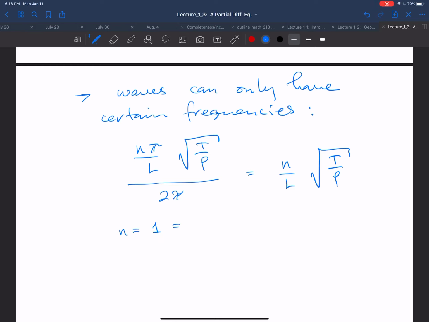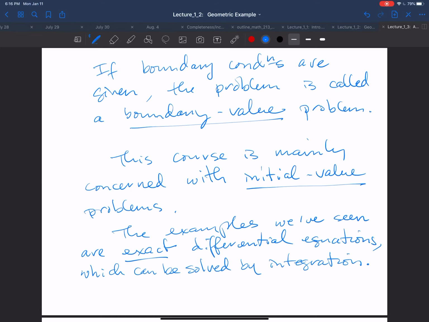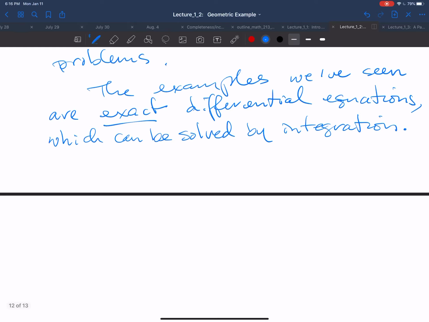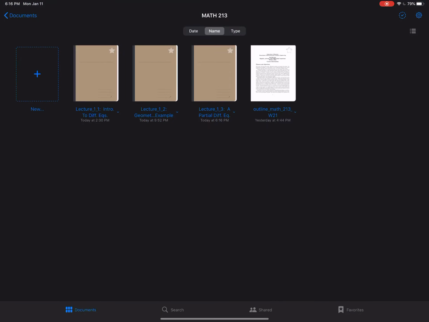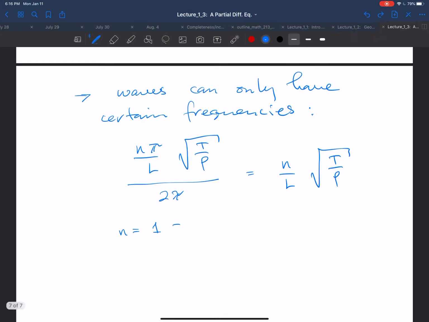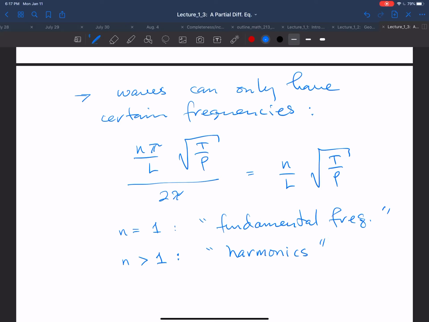So the lowest non-zero frequency, which corresponds to n equals 1, is what is generally called the fundamental frequency. That's the frequency to which you tune the string when you're tuning an instrument, for instance. And the frequencies that correspond to higher values of n are what are called the harmonics. These, of course, alter the characteristics of the sound.